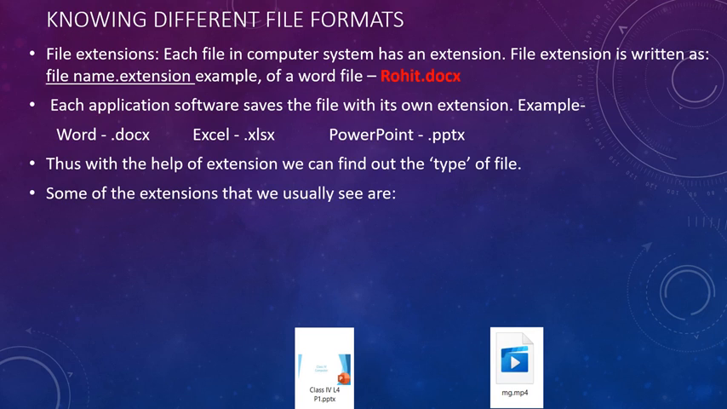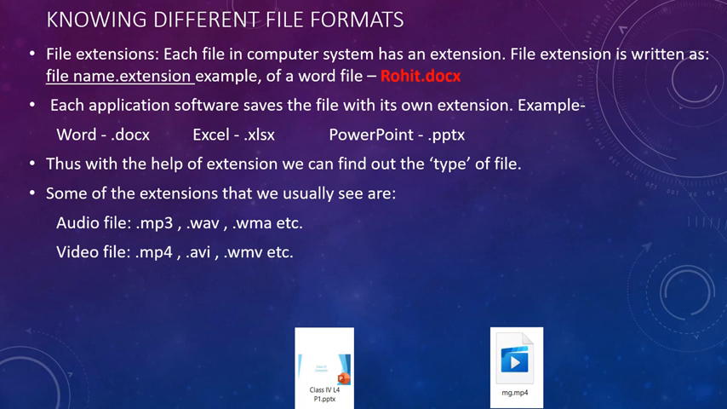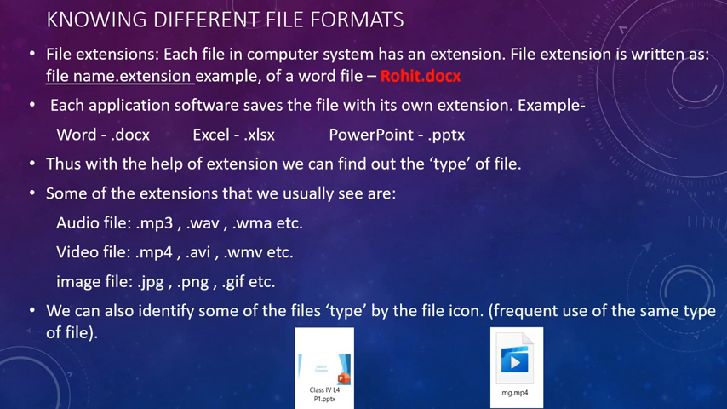Some of the extensions that we usually see are for audio files: .mp3, .wav, .wma, etc. For video files, you can see .mp4, .avi, .wmv, etc. For image files, for pictures, .jpg, .png, .gif, etc.